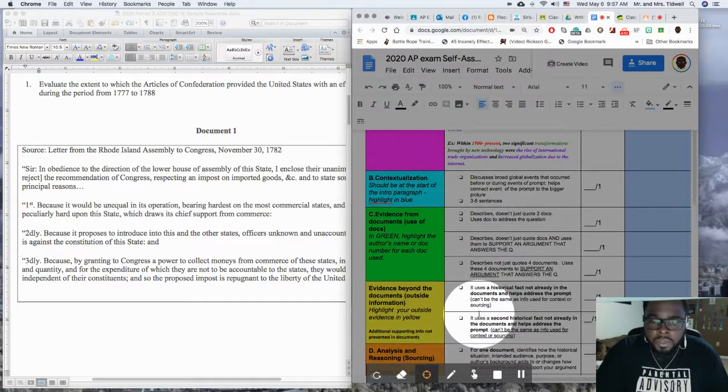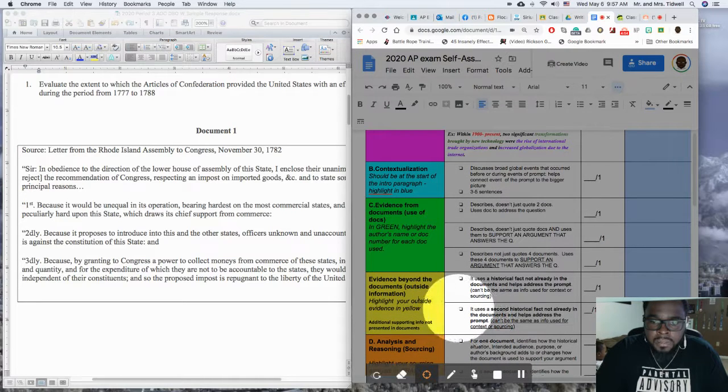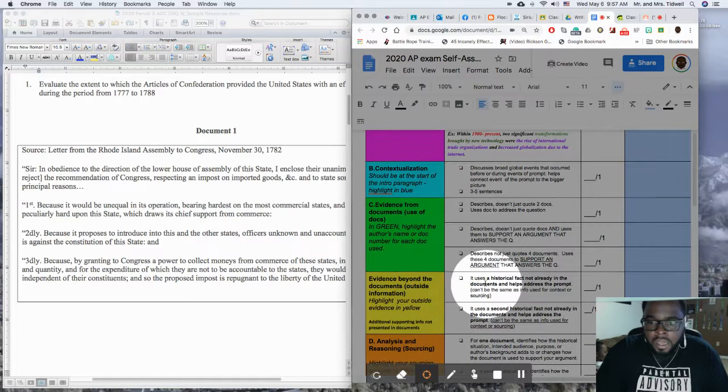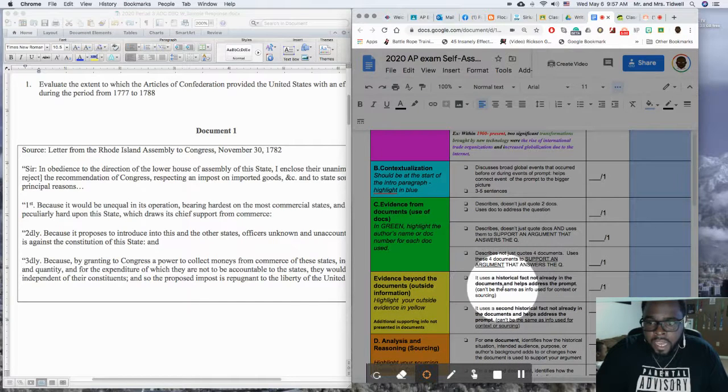All right, next thing we do is evidence outside the document. This is when you're using outside information, and you want to highlight this in yellow. It uses a historical fact not already in the documents and helps address the prompt. And then you also want to do a second historical fact not already in the documents and helps address the prompt. Okay, so you want to do that there.